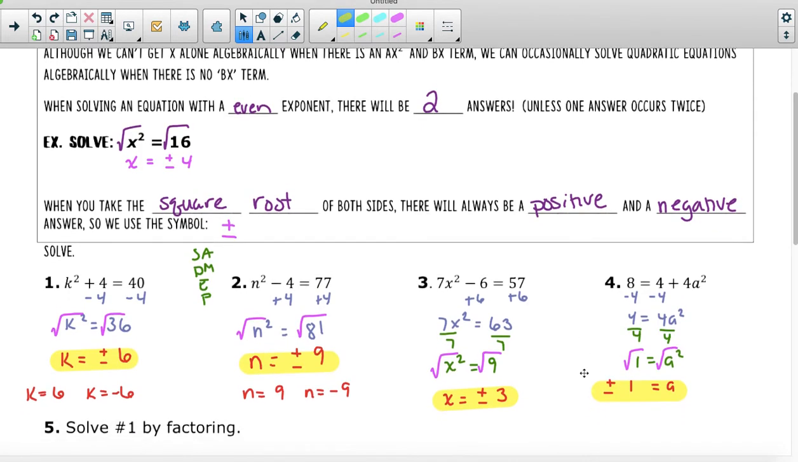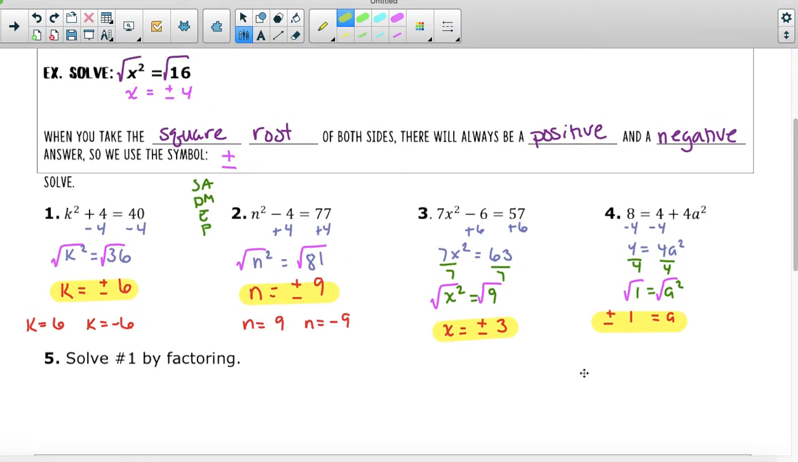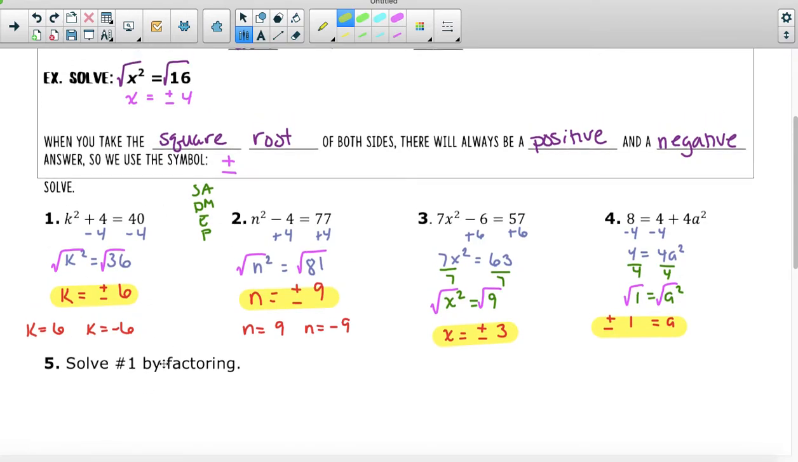Now, these questions, we still could have factored them. And this next problem, we're actually going to factor that first one to show you that you'll get the same two answers. So we're going to solve number 1 by factoring. So I'm going to rewrite question 1. It's k squared plus 4 is equal to 40. Now to solve by factoring, you actually have to get it equal to 0. That means I need to move the 40 to the other side.